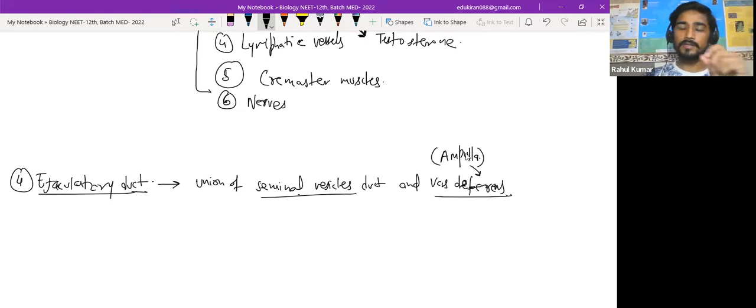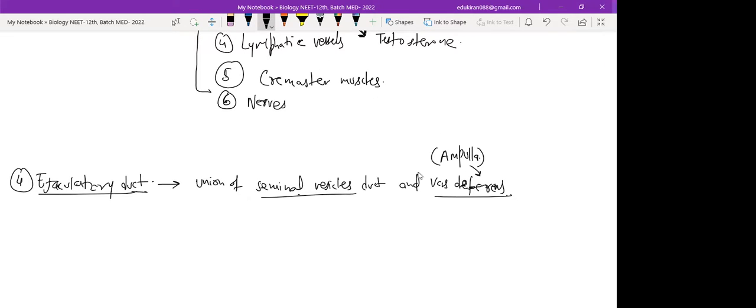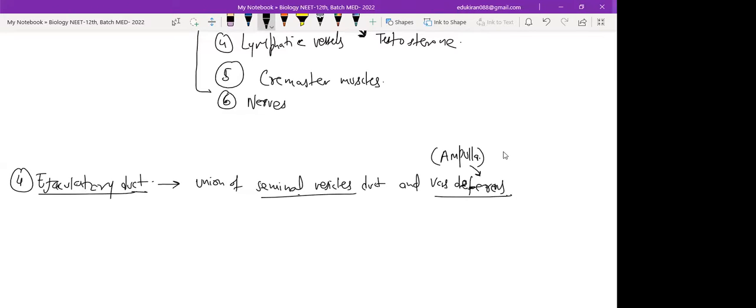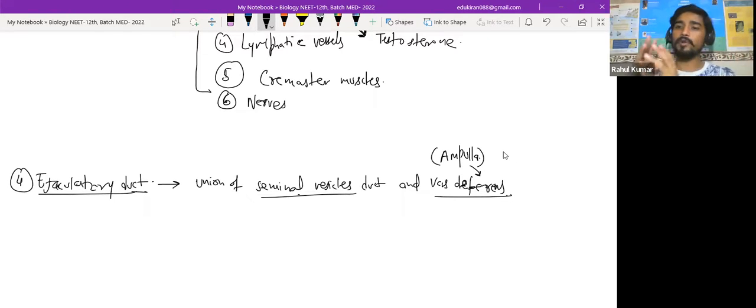The ampulla region. Ampulla you will also study in the female reproductive tract, and for those who have covered this chapter in school, your teacher must have told you that ampulla is the widest region of the fallopian tube. Remember? Yes, sir. So ampulla in females is the site of fertilization. The ampulla-isthmus junction, or isthmic-ampulla junction, whatever you call it, is the site of fertilization.